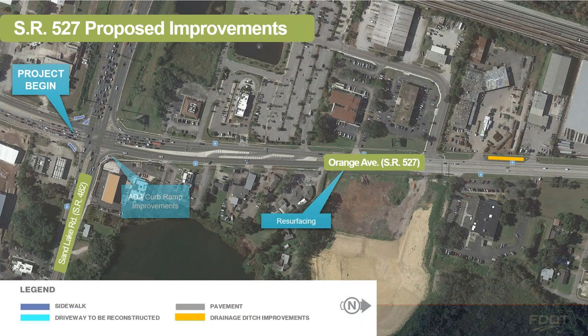So to start, by taking a drive along the corridor, we'll look at the improvements proposed for this project, beginning at the south end, or the left side of your screen there, at Sand Lake Road. The roadway, of course, as I mentioned, will be resurfaced, and the concrete islands at the southwest corner of Sand Lake Road will be reconstructed. And then drainage ditch improvements will begin adjacent to the construction materials and Southwest Marine properties, and continue northward.